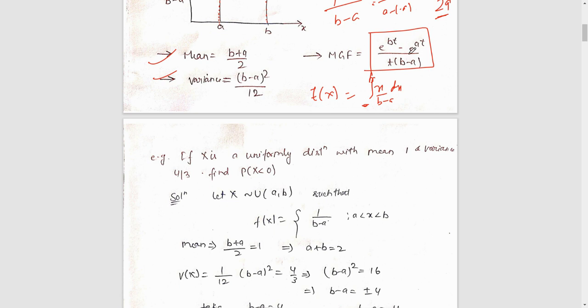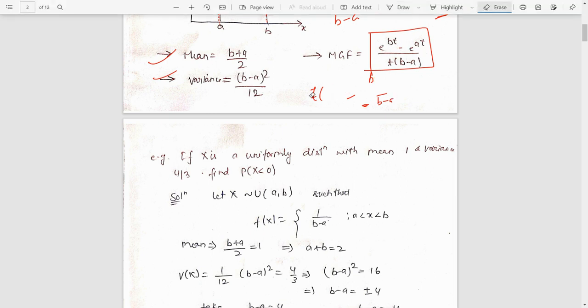The moment generating function is e to the power bt minus e to the power at upon t times b minus a. It looks like a simple distribution, but the moment generating function involves exponentials. But if you find somewhere that a moment generating function of this type is given and the distribution is not given, then you can simply say that this is a uniform distribution, where whatever the b number is, it will be b, and whatever the a number is, it will be a, and this will be the definition of this distribution.